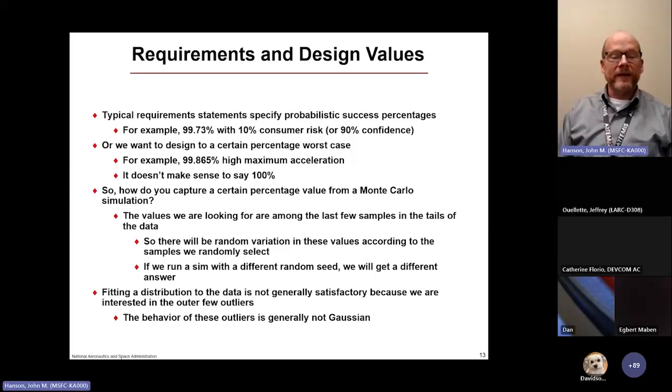And there's random variation in where those tail values are, according to the random samples that you selected that led to them. Like I just mentioned, if you ran the sim with a different random seed, you would get a different answer. So fitting a distribution to the data is not generally satisfactory, because you're not interested in the main part of the distribution.